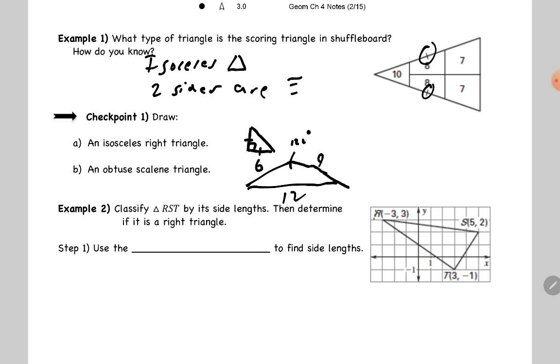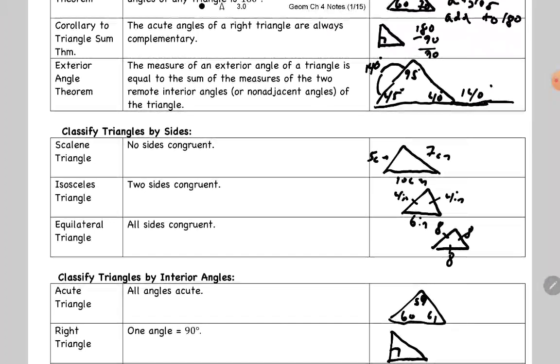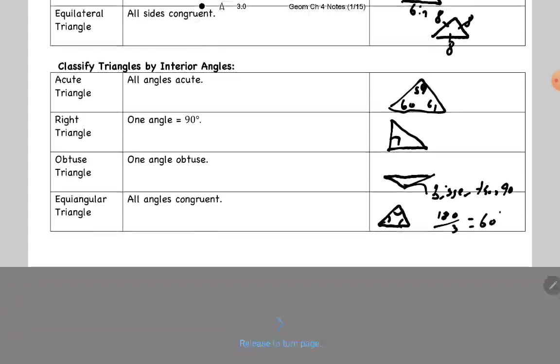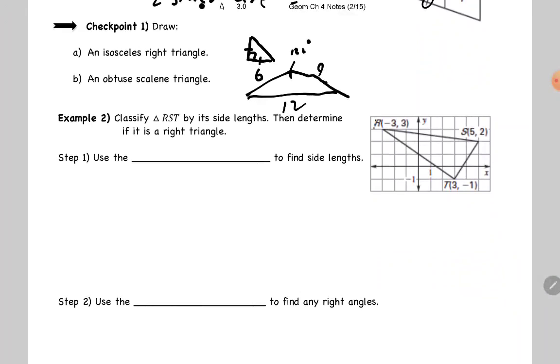All right, they want you to classify triangle RST by its side lengths. So if we scroll back up, there's either a scalene triangle, an isosceles triangle, or equilateral. So either no sides are congruent, two sides are congruent, or all three sides are congruent. So how do we find length if they're in a coordinate system? We use the distance formula.